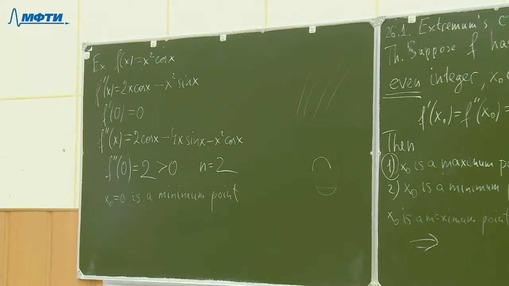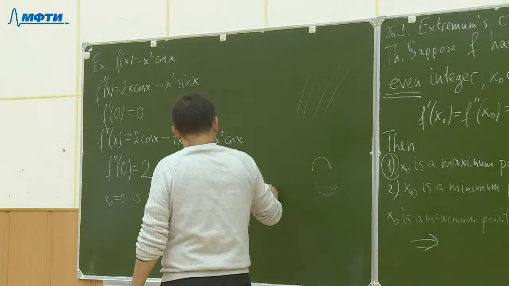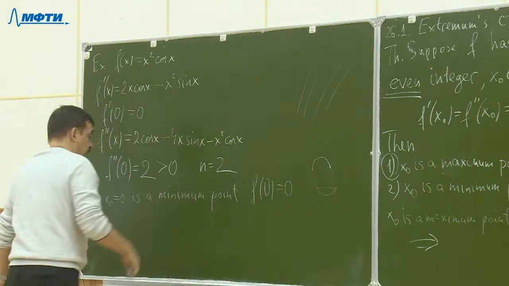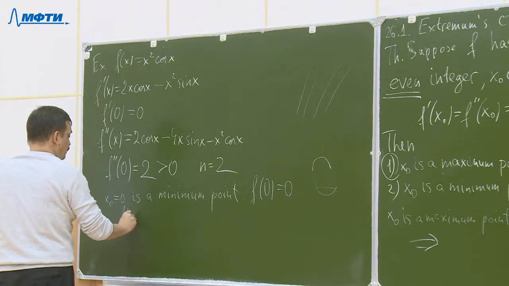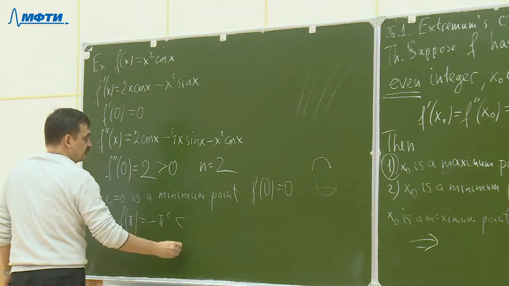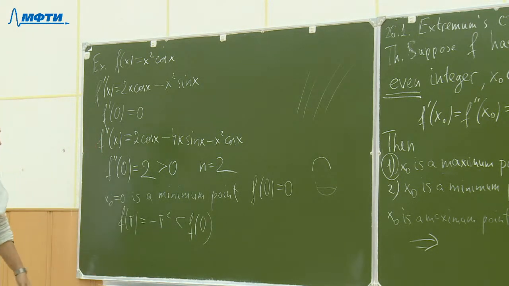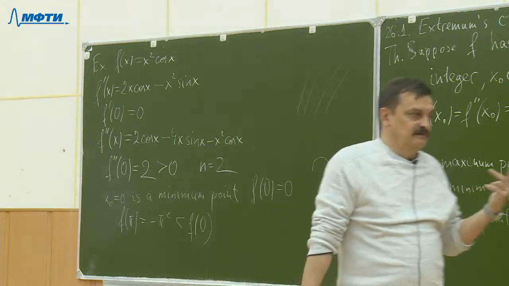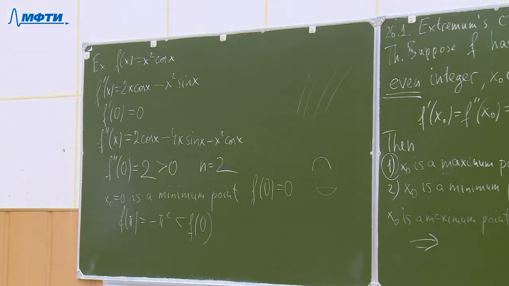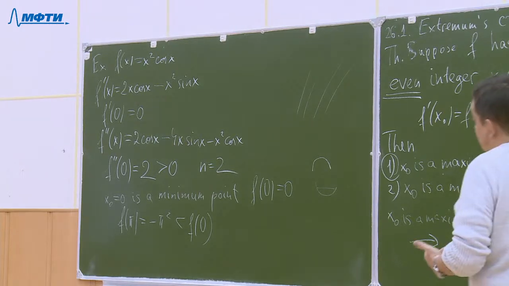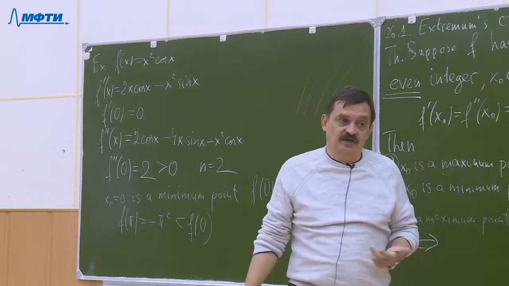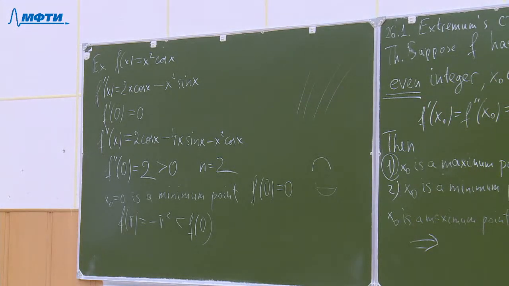And in fact, we can notice that this local minimum equals 0, right? So f of 0 equals 0. But this is not a global minimum, since f of pi equals minus pi squared, and it is less than f of 0. So that is a minimum point, but remember, we consider only local extrema. So the function is in fact positive only in a deleted neighborhood of 0, but not everywhere.